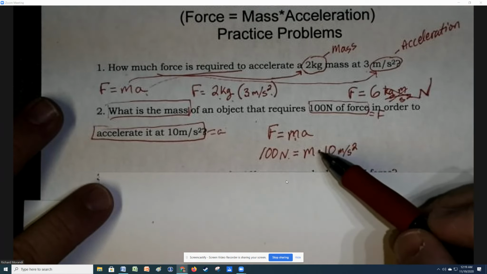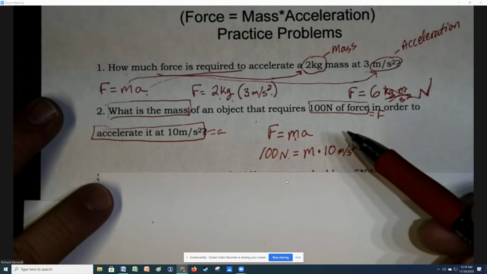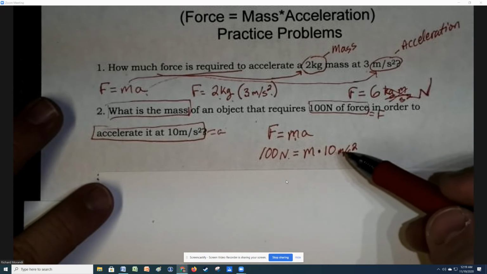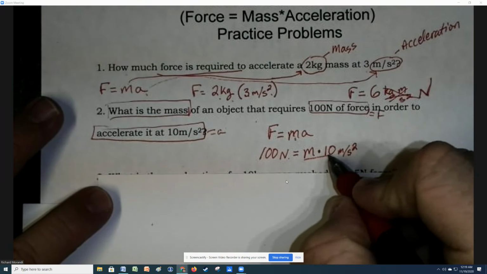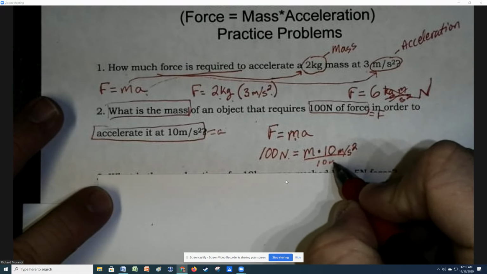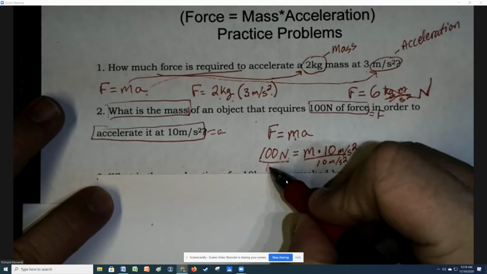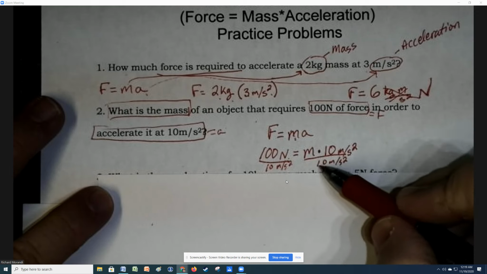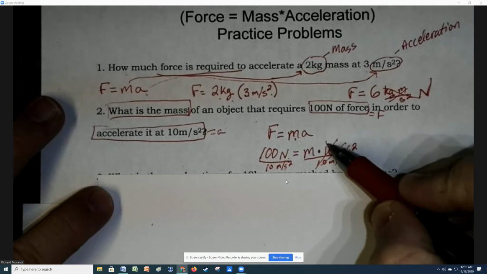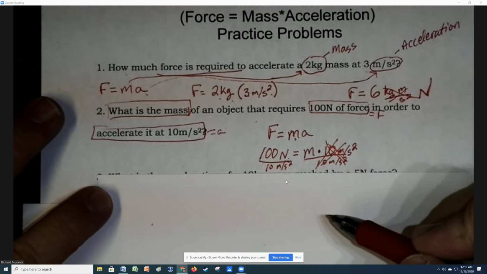Well, M times 10, I want to get the M alone. So just like we subtracted when it was added, I want to undo multiplication, and I undo multiplication by dividing. So I'm going to take this side and divide it by 10 meters per second squared, and I'm going to divide this side by 10 meters per second squared. Now, 10 divided by 10 is 1, and I can cancel those out because M times 1 is still M. So those are erased. They canceled out.